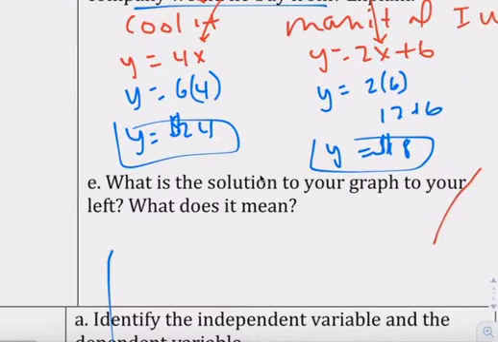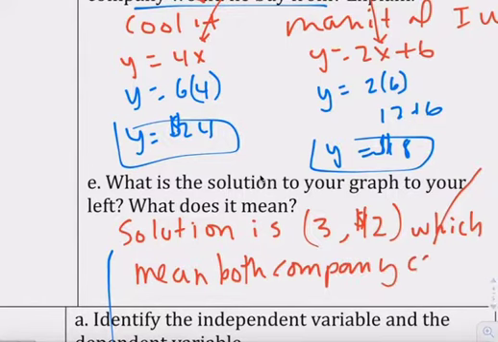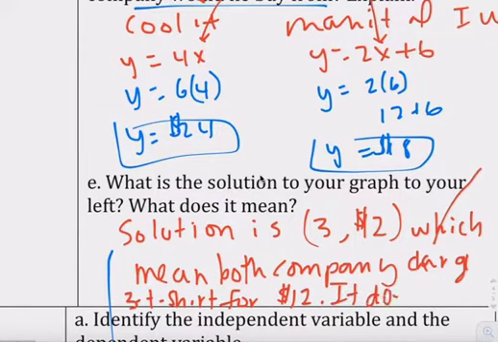What is the solution? Solution is 3 t-shirts for $12, which means both companies charge 3 t-shirts for $12. Doesn't matter which company you choose.